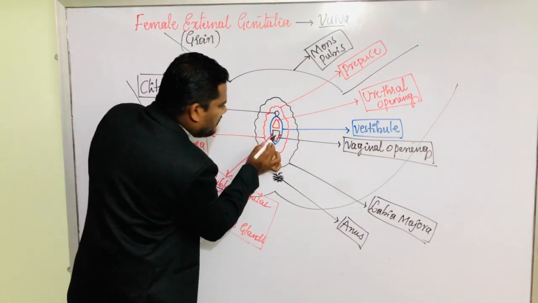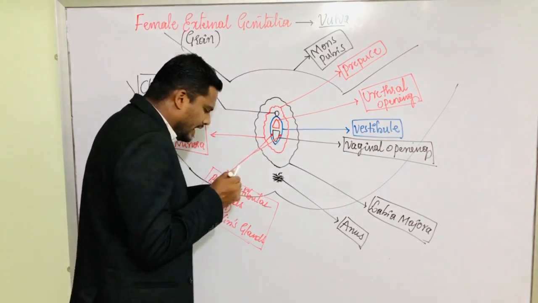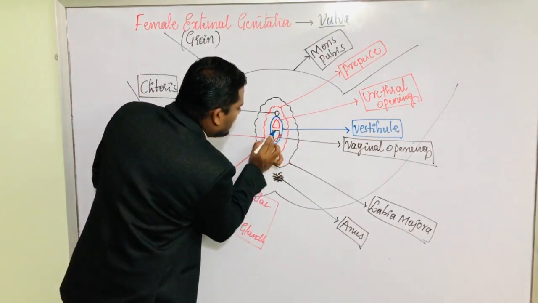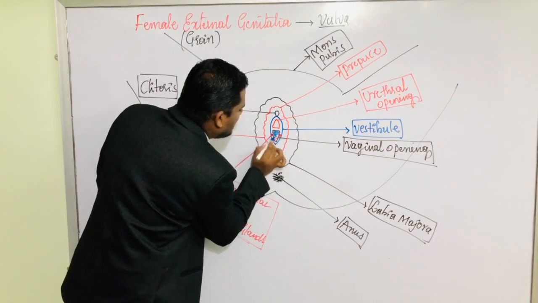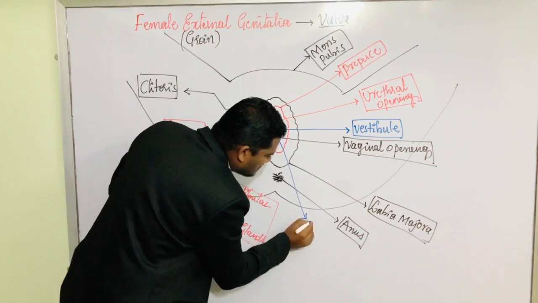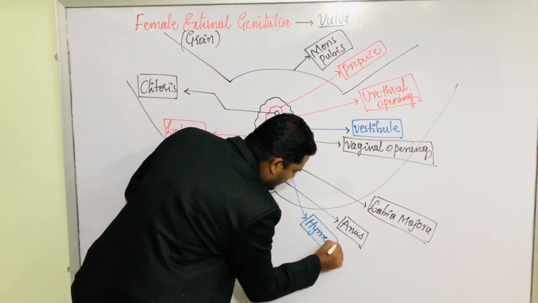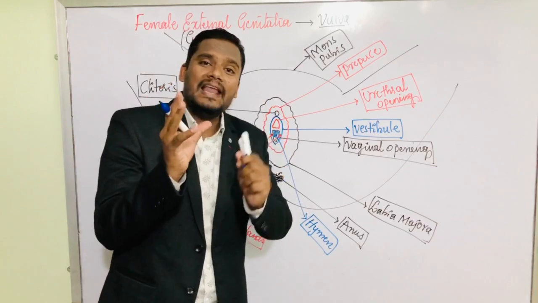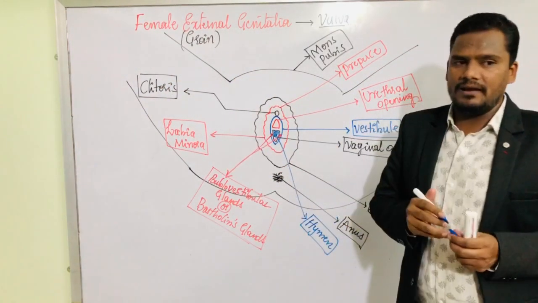Now this vaginal opening is partially, not completely, covered with a skin. This skin is called the hymen. They are the major parts of the female external genitalia. Now let us understand one by one in detail.